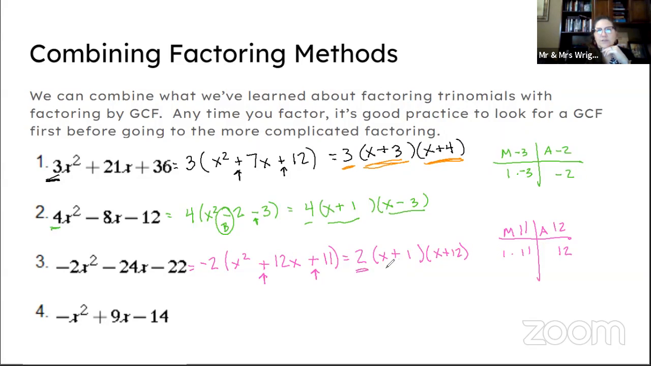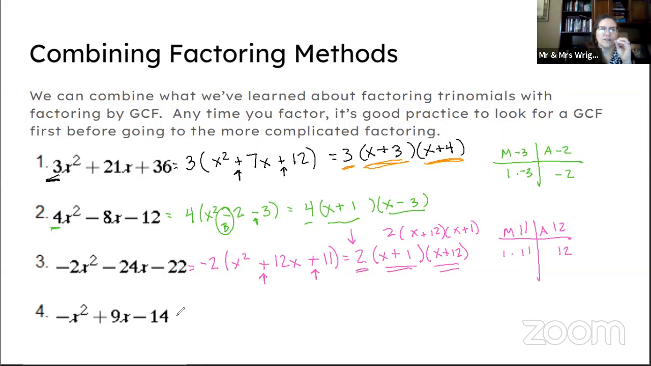-2 is our first term, x plus 1 is our second term, x plus 12 is our third term. And we can switch those around. You will always want to have the constant in the beginning, but you could switch around and have -2 times x plus 12 times x plus 1. It's bad form to put the constant anywhere except in the beginning. So you do want to keep that in the front, but the other two things in the back could switch around.